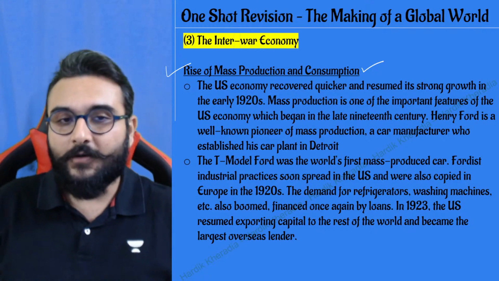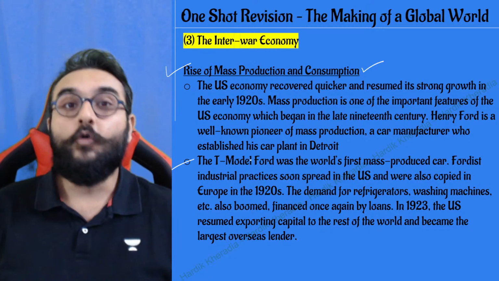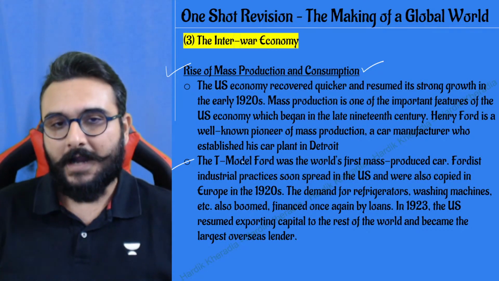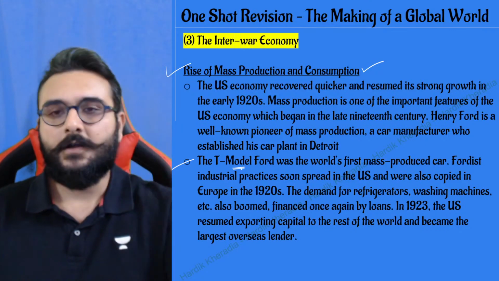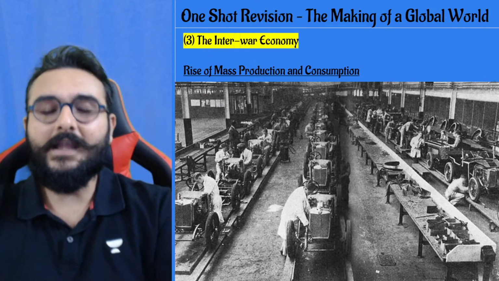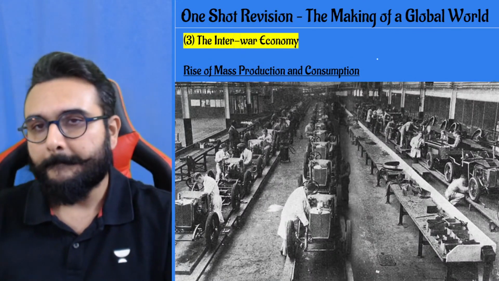Correct? Now, what is mass production? I'll tell you. And who started mass production in the US? Who made it more famous? It is Henry Ford of the Ford Motors. And the T model Ford was the first mass produced car of the world. Let me show it to you. He used this technique called assembly line. What is this technique called?